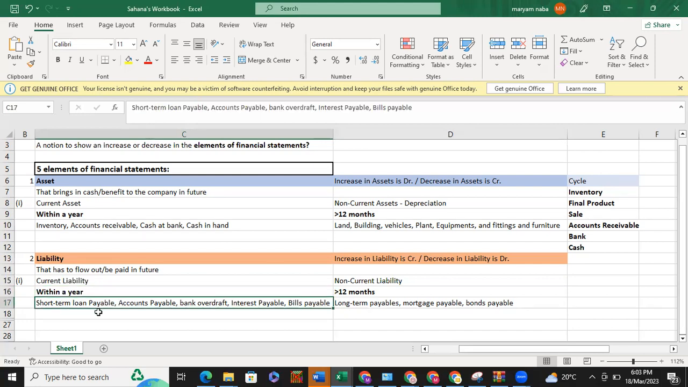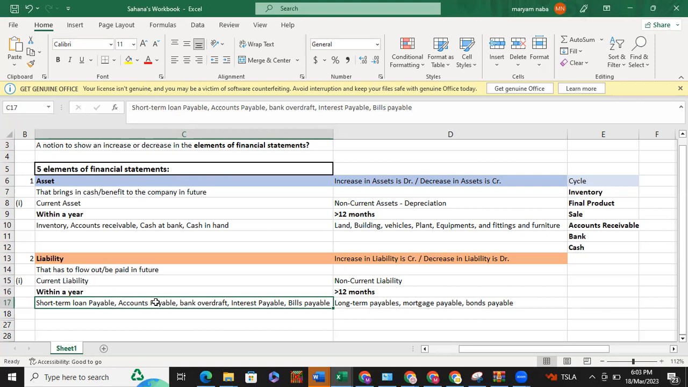So I have a few examples for that, very generic examples. So we can have a short-term loan payable under current liabilities. So if we have taken a loan from the bank and then we have to pay that loan back to the bank within a year, so that comes under my current liability as short-term loan payable. And what accounts payable is, if we have bought bulk goods from the creditors, and now we have to pay them back the money that we owe them in future within a year. So that also comes under my current liabilities.